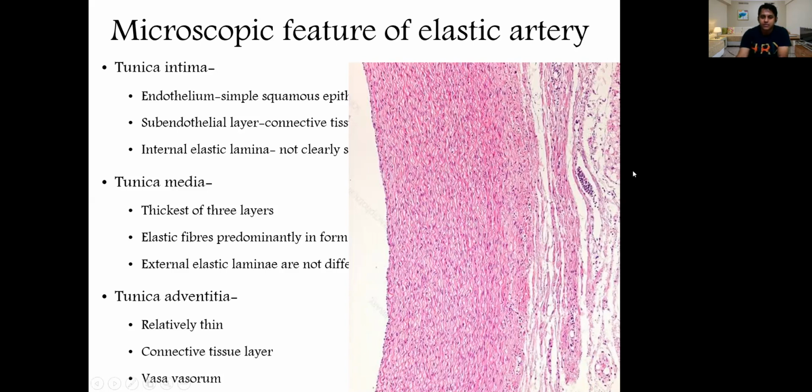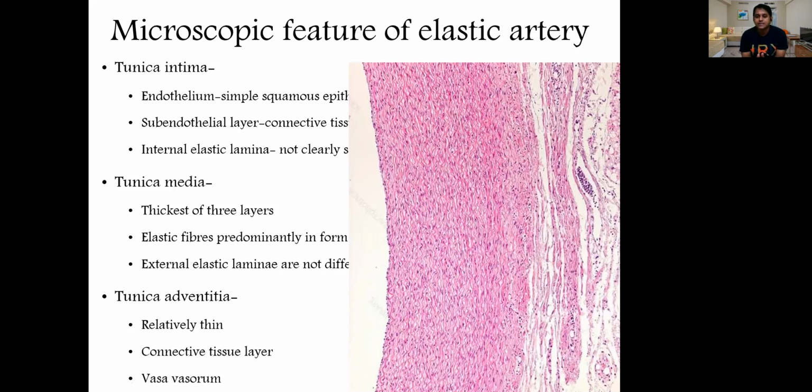Okay, the last layer is the tunica adventitia. The tunica adventitia is relatively thin, and it will be having the connective tissue, and you may find the sections of longitudinal fibers, the sections of collagen bundles, and at a time you may also find smaller vessels. Right here you can see one of the vessels. Those are the vessels which supply the artery.